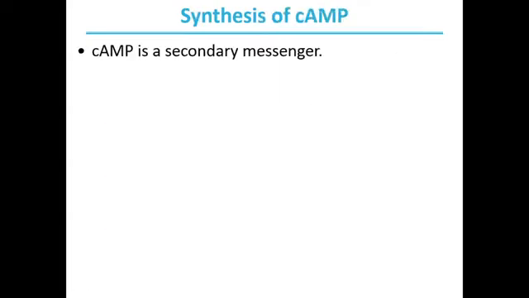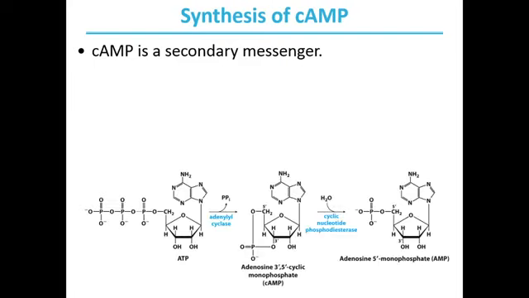cAMP, or cyclic adenosine monophosphate, is a secondary messenger. As you can see, adenosine triphosphate, upon binding by adenylyl cyclase, cleaves a pyrophosphate bond and cyclizes adenosine monophosphate in this fashion. And this is a cyclic adenosine monophosphate. Now, when the cAMP phosphodiesterase cleaves cAMP, it just hydrolyzes so that it's no more cyclic adenosine monophosphate, but just adenosine monophosphate.